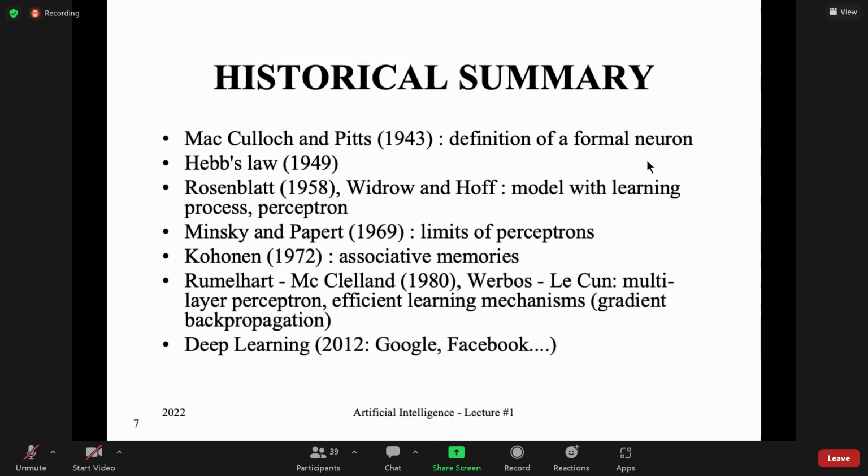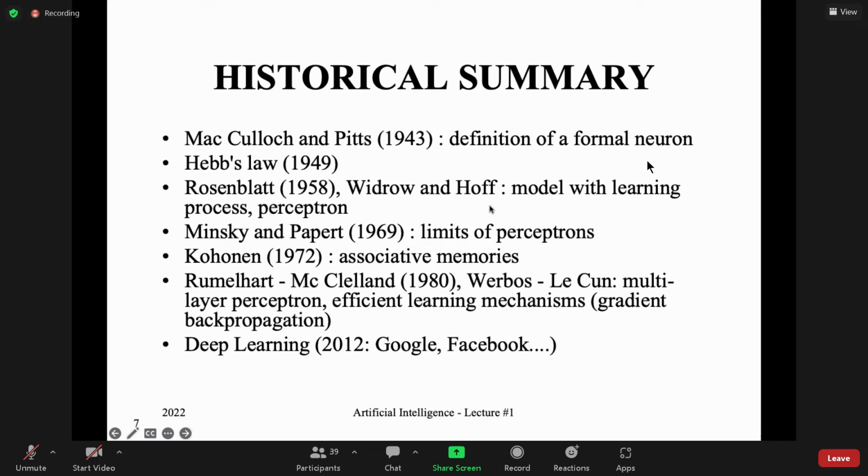Just to remind you of the historical summary, that is what I explained in my first lecture. In the middle of the last century, we had the introduction of the formal neurons. In fact, it was the perceptron, okay? With the arrival of Rosenblatt and so on, with some laws to train the formal neurons and the perceptrons. It was Hebb's law and also the Widrow and Hoff laws, which are very famous for the perceptron.